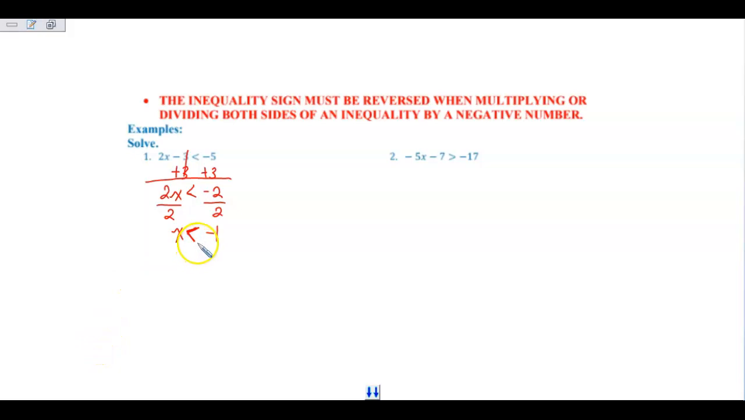Something to be cautious of is several times I will see students change these to equal signs, and that is not an equation, it is an inequality statement. So they need to stay as an inequality.